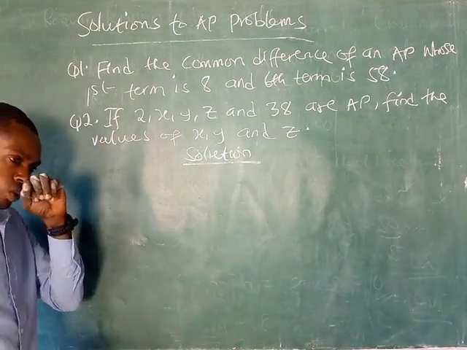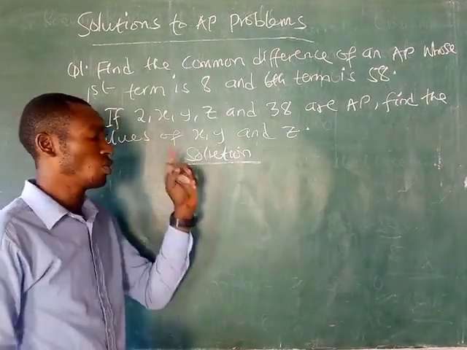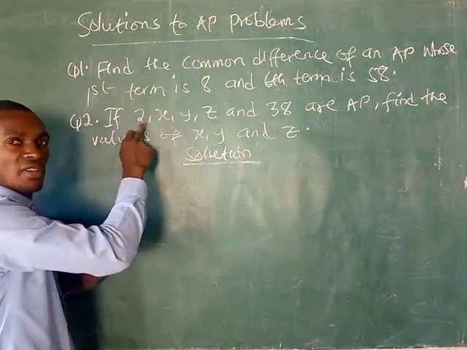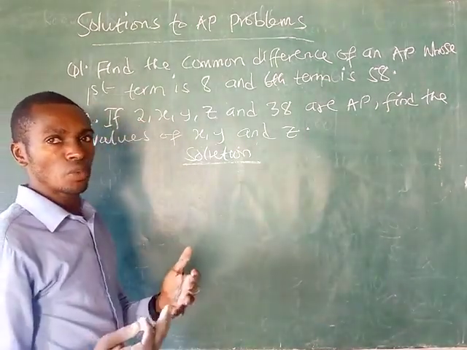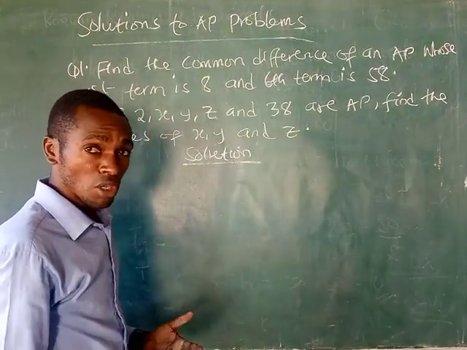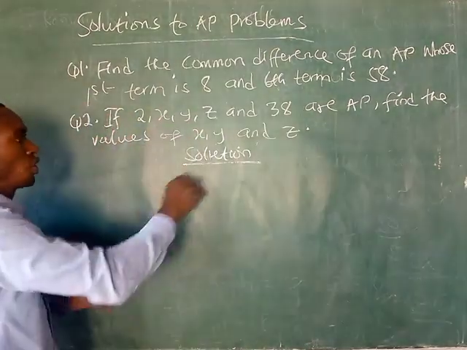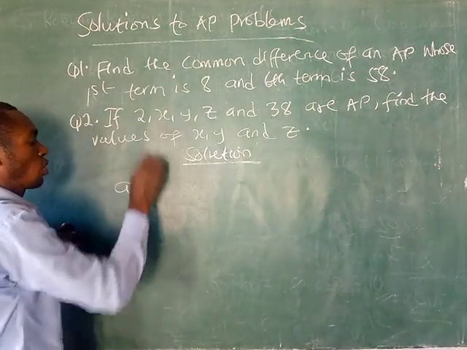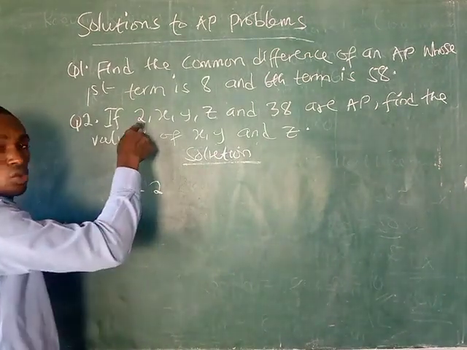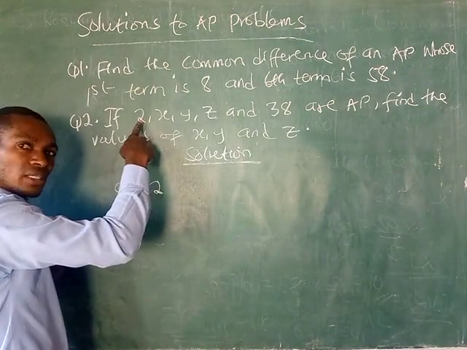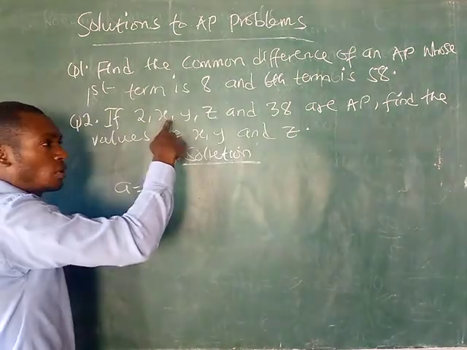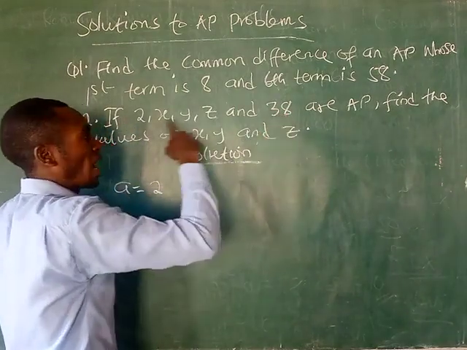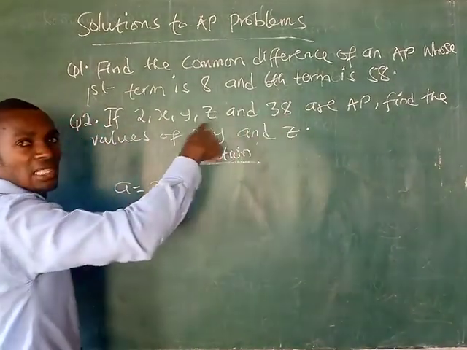To solve this, I told us that we must always know our first term and our common difference. Now, if you check here, you know the first term, but you don't know the common difference. But we have a hint here. We're going to count. Let A be equal to 2 from this question. And we have this is first term, second term, third term, fourth, and fifth. So I have my n as 5.